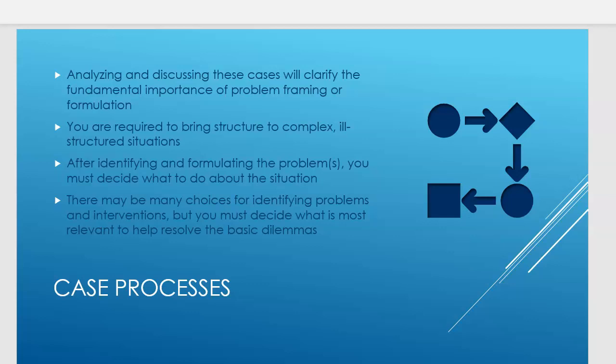After identifying and formulating the problem, you must then decide what to do. There may be many choices for identifying problems as well as interventions, but you decide what is most relevant, what is the best option to help resolve the dilemma that's happening in this case, and you look at it from multiple angles.